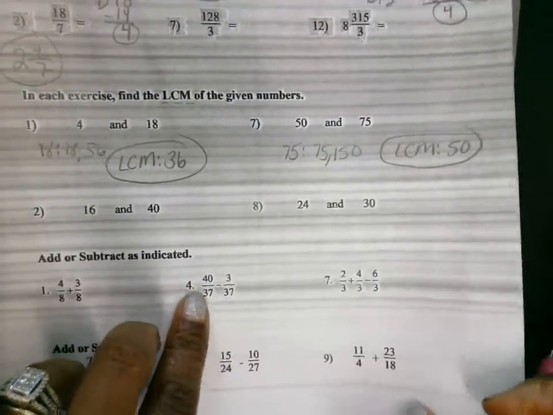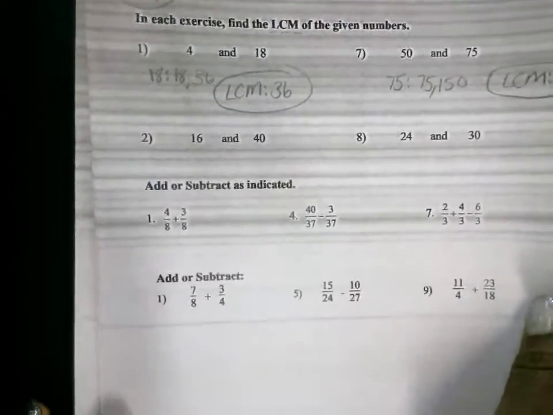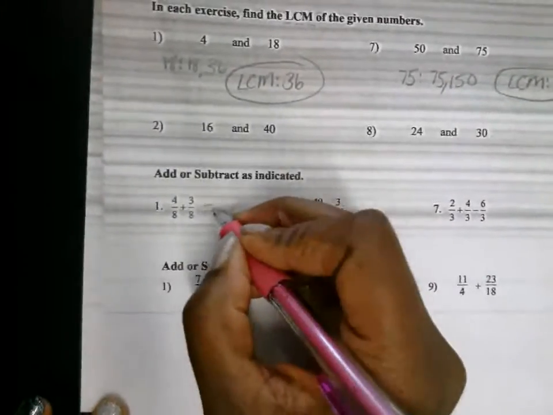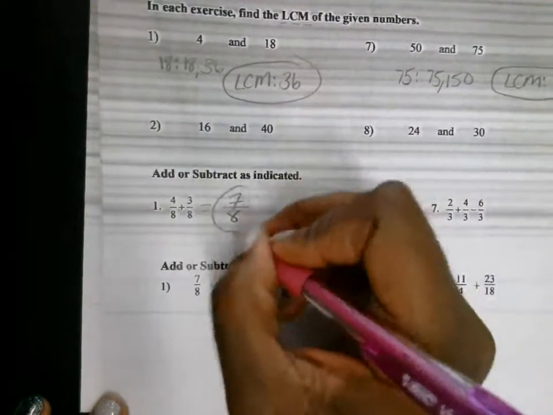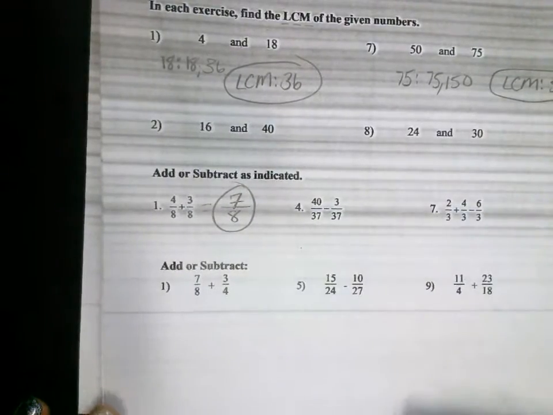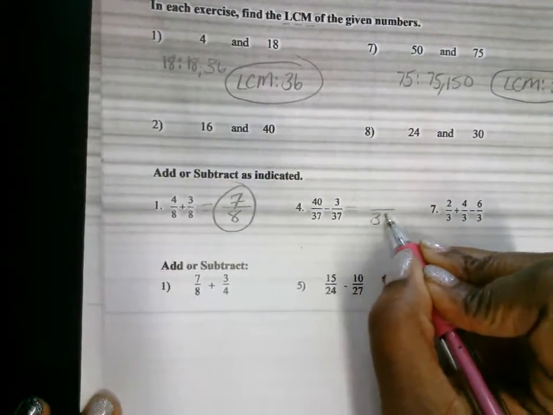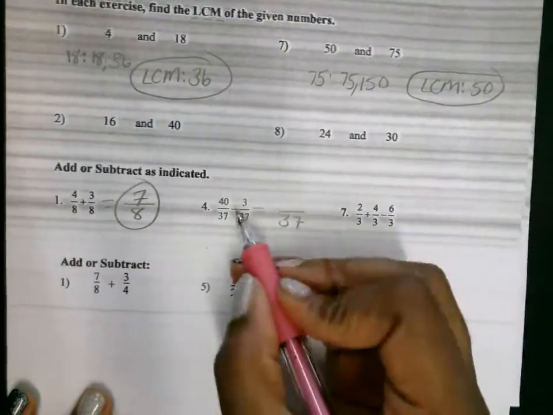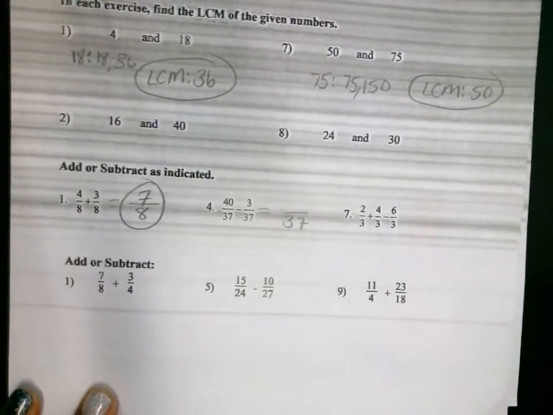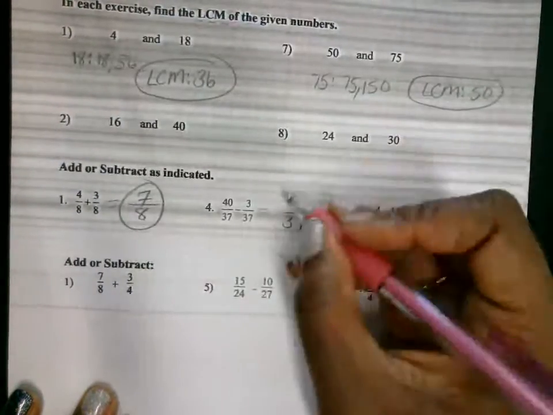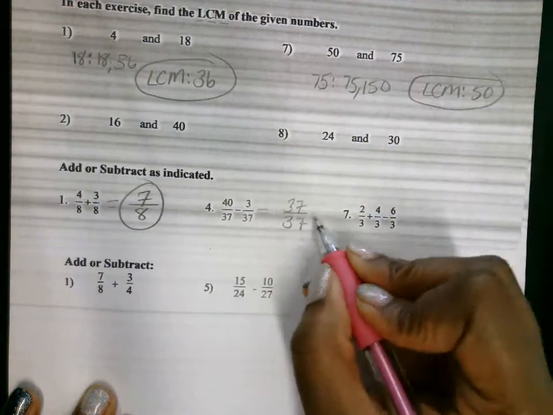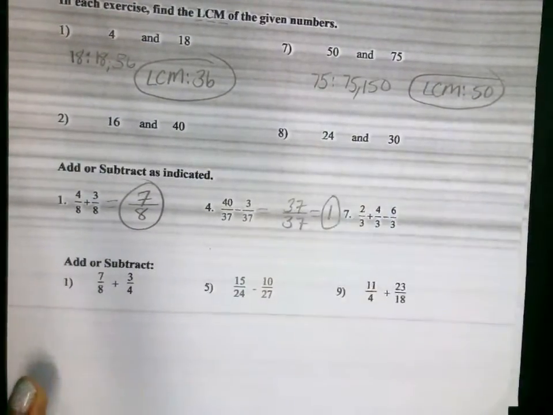Okay, and so now you need to do 2 and 8. Let's do add or subtract. Look at this. Denominators are the same, and add the numerators. So that's going to give me 7. Okay? It's already reduced. Denominators are the same. Subtract. So that's 40 minus 3. Look, 40 minus 3, 37. You see that? What's 37 divided by 37? 1. So 1 is your answer here.